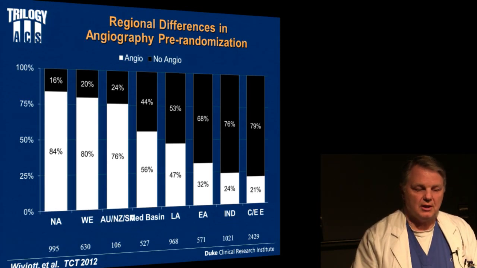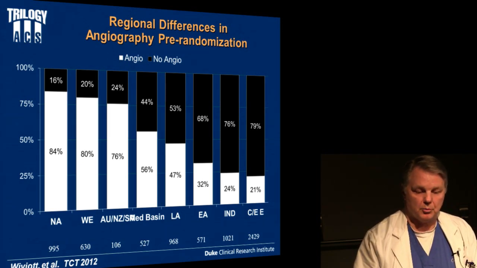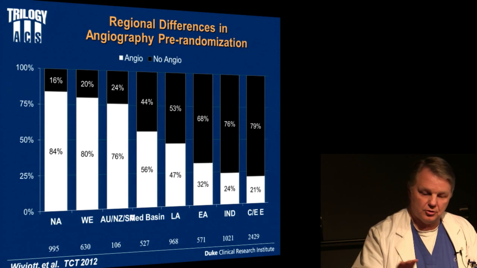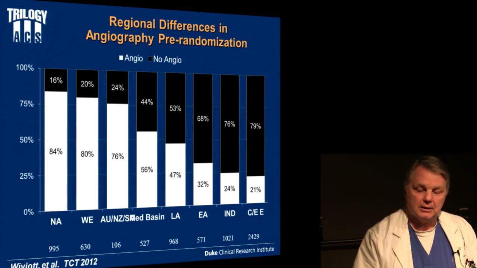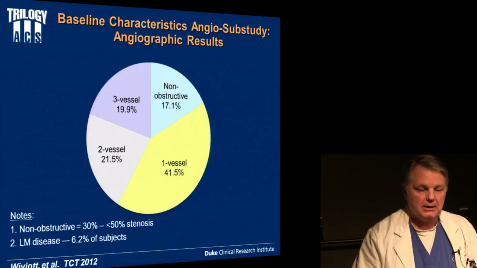You can see here this is an international trial, and most of the patients that had angiograms before randomization were in North America and Western Europe, and some of the developed countries in Australia, New Zealand, and so on. And as you go out to India and the eastern parts of Asia, you can see that the rate of angiography goes down quite a bit, as is expected in a trial like this.